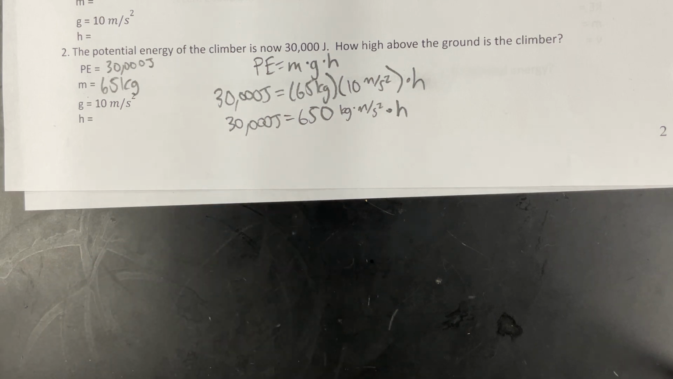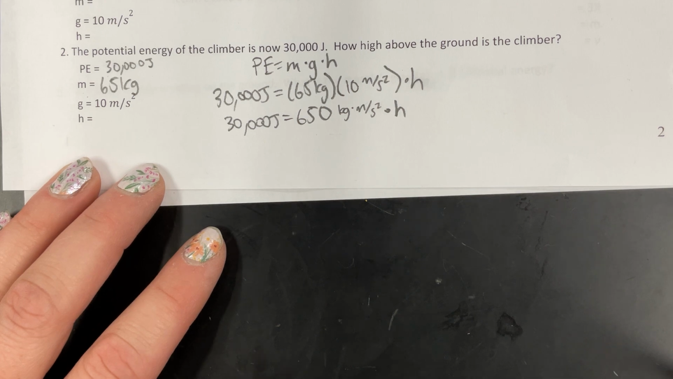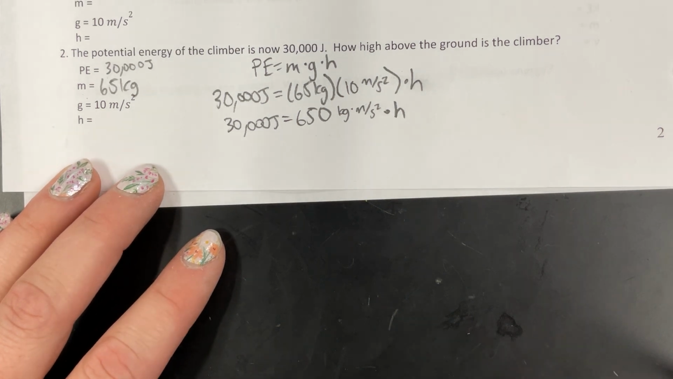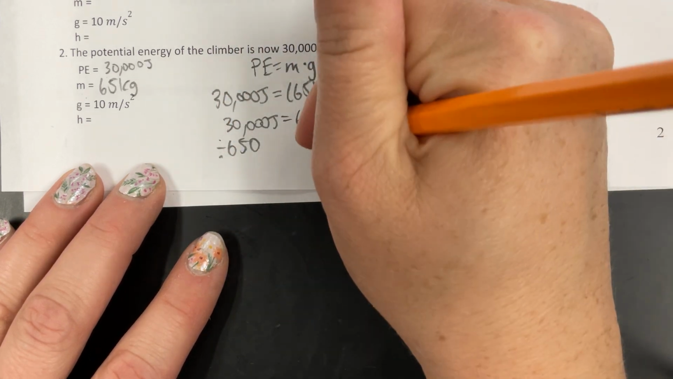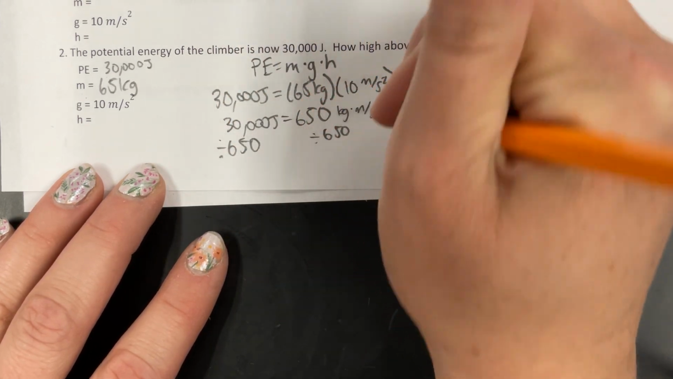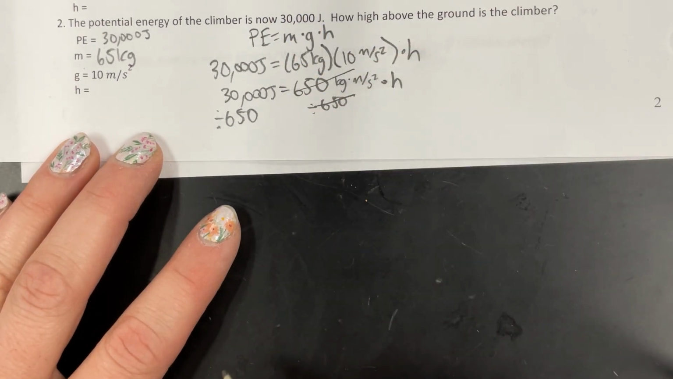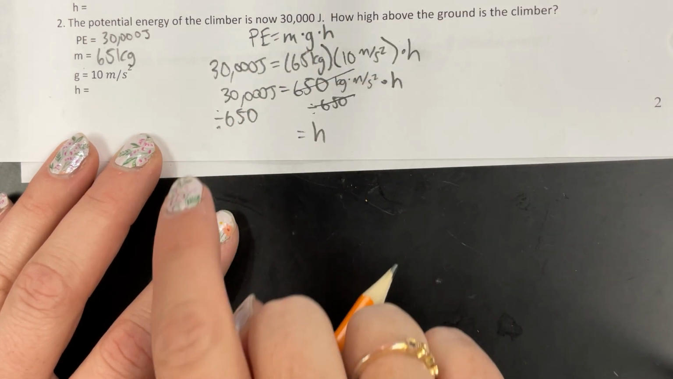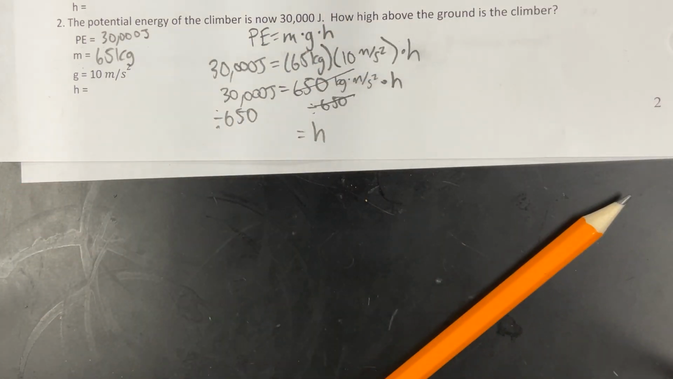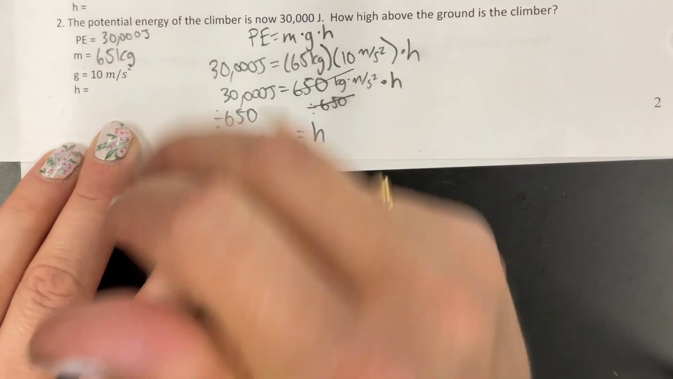What's keeping h from being by itself? The 650, good. How do I undo multiplying by 650? Divide by 650, okay? So I'm gonna divide both sides by 650. And I really don't wanna have to write out those units again. I'm gonna be lazy and just write the number. Okay, these things undo each other. And I'm left with my height equals, and I type this in, 30,000 divided by 650. What is it? 46.2. Okay, so we get 46.2, and that's height.